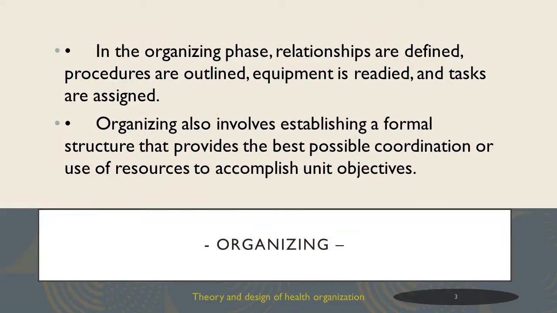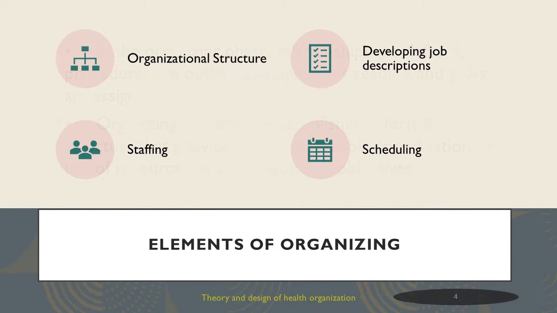Organizing. In the organizing phase, relationships are defined, procedures are outlined, equipment is readied, and tasks are assigned. Organizing also involves establishing a formal structure that provides the best possible coordination or use of resources to accomplish unit objectives. These are the elements of organizing. First, organizational structure. Second, developing job descriptions. Third, staffing. And fourth is scheduling.